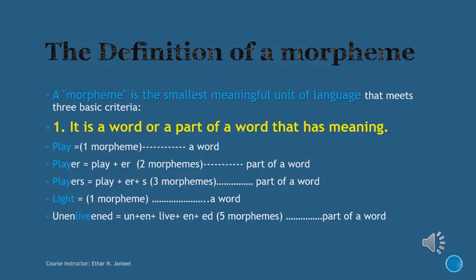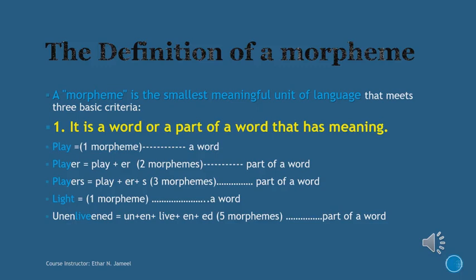Unenlivened. This word consists of five morphemes: un plus en plus live plus en plus ed. So we have five morphemes. If we consider each one of these five morphemes, we will notice that each one of them has a meaning. And each one of them is part of the word unenlivened. Live, for example, is not a word by itself in this word. It is part of a word. It is a morpheme that is part of the word unenlivened.